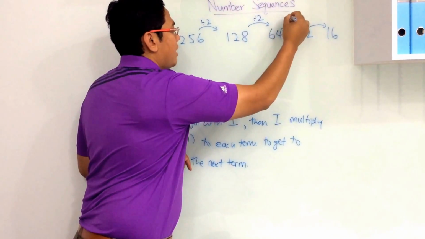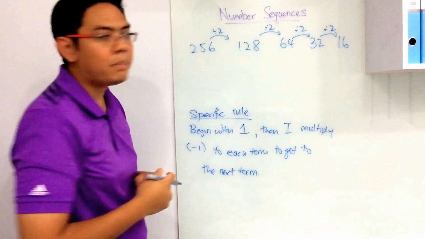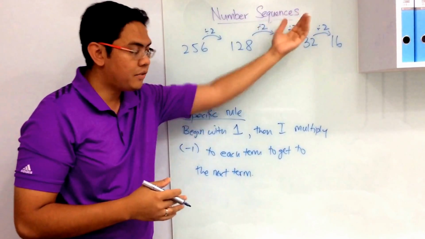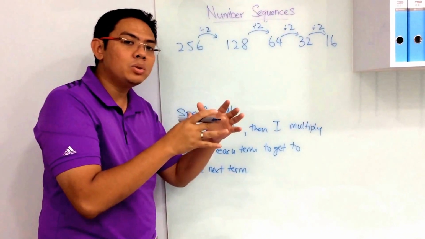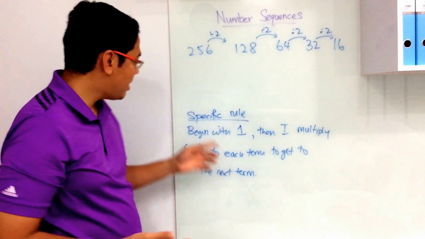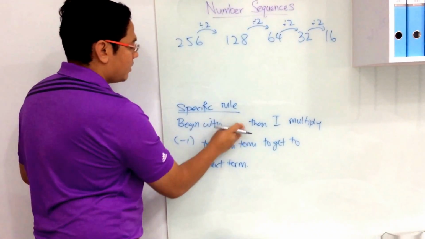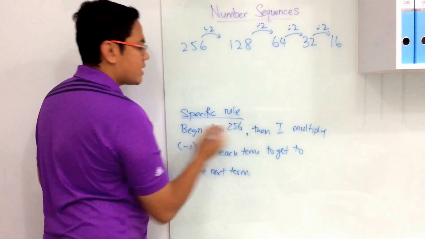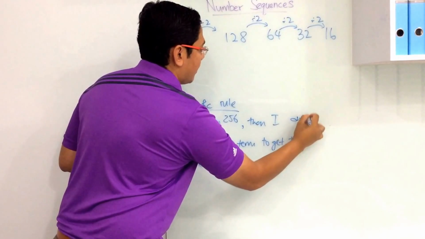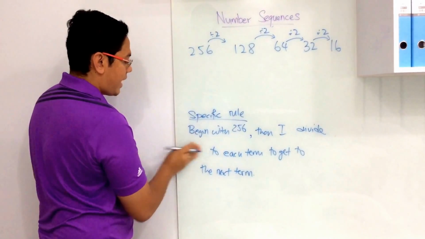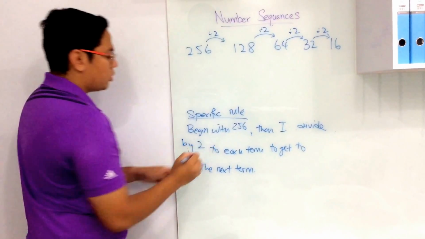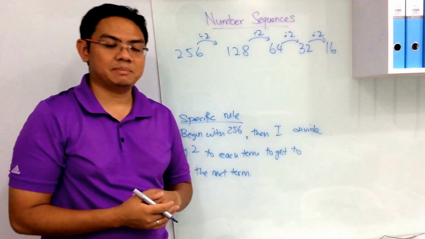So similarly, in this number sequence, to get from the first term to the second term and the following terms, I divide by 2 for each term to get to the next term. So what is my specific rule? I begin with 256, then I divide by 2 to each term to get to the next term.